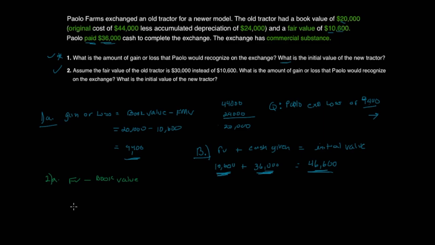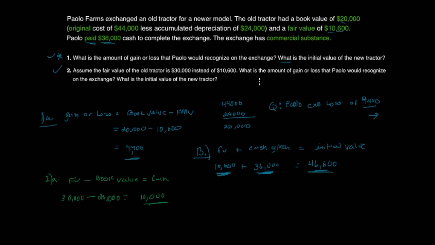Okay, so we are going to take $30,000 of the fair value, just as it says here above, $30,000 instead of 10,600. And then we are going to subtract our book value of $20,000. Okay, and then we will receive the gain on exchange. Gain on exchange of $10,000. So this is our answer for part 1 of 2.